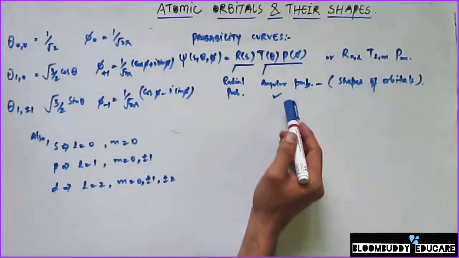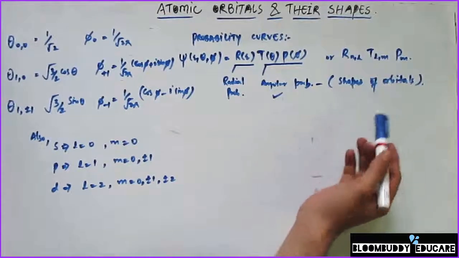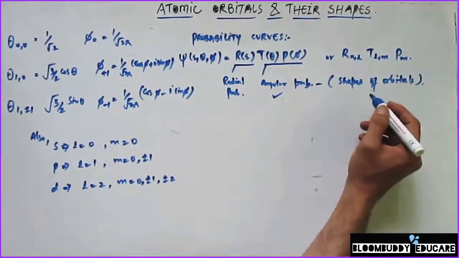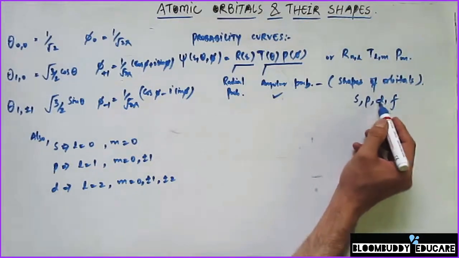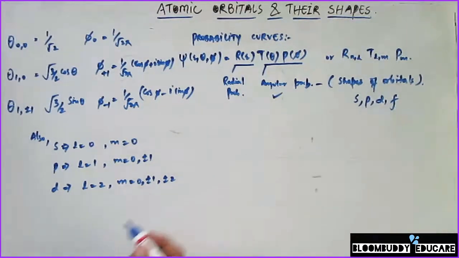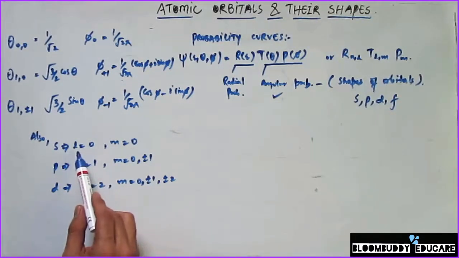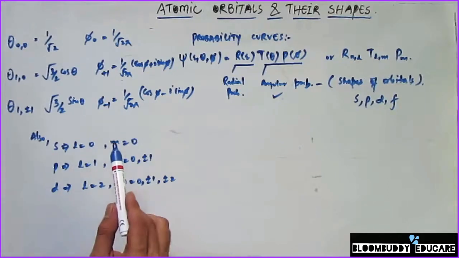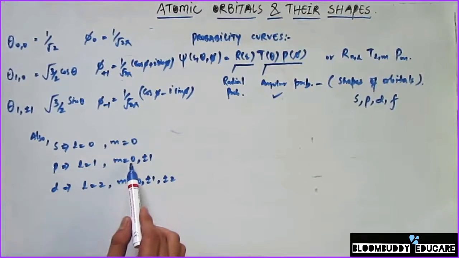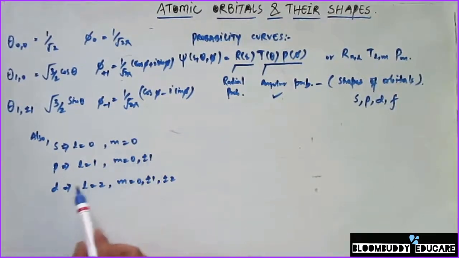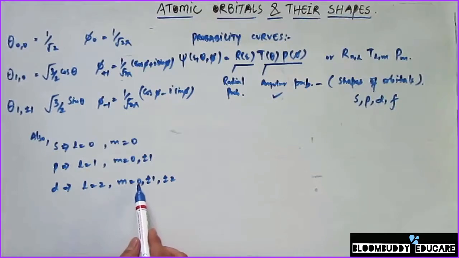The angular probability always gives us the shapes of different types of orbitals, and we know the orbitals are of s, p, d and f, that's sharp, principal, diffuse and fundamental orbitals. So for s orbital we know that the azimuthal quantum number L is always equal to 0, the magnetic quantum number is always 0. For p we know L is equal to 1, m is equal to 0, or it can have plus minus 1 values. For d we also know that the values of m can vary from plus minus 1, plus minus 2 to 0, and the L has a value of 2.